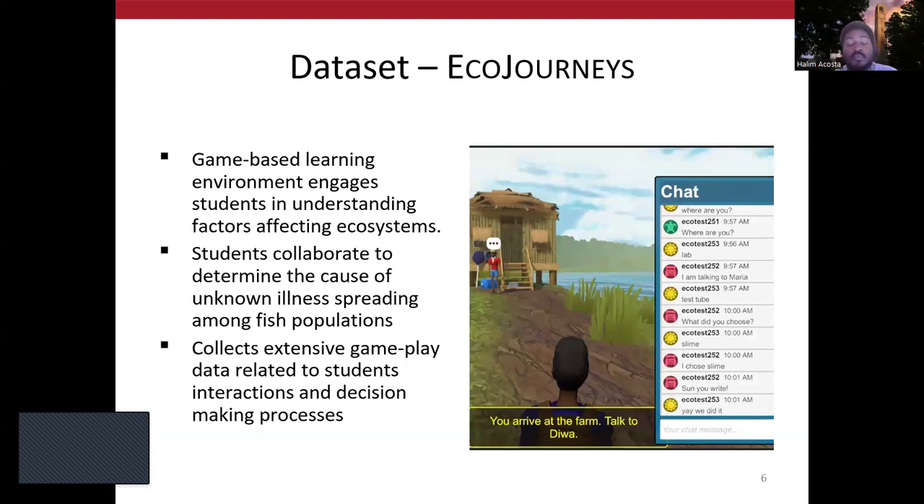EcoJourneys is a collaborative game-based learning environment where small groups of middle school students work together to determine the cause of an unknown illness spreading amongst the fish population on an island. Additionally, EcoJourneys collects extensive gameplay data, including students' interactions, decision-making processes, and learning outcomes. These can be analyzed to gain insights into students' problem-solving strategies and inform instructional design decisions for future iterations of the game.